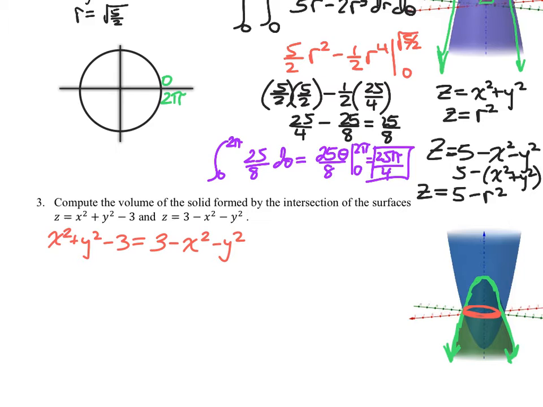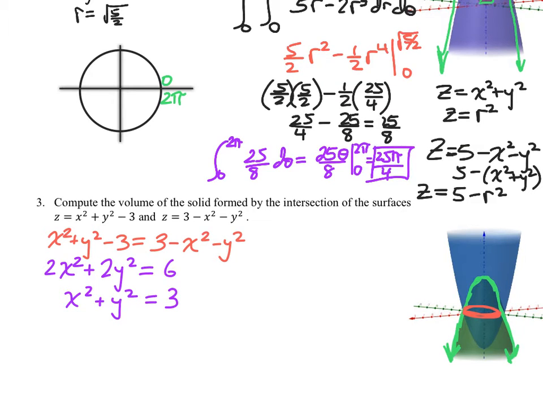All right, and so combining terms, I'm going to add an x squared to both sides, a y squared to both sides, so I get 2x squared plus 2y squared. Add the 3 to both sides, I get 6. And so I'm looking at x squared plus y squared is equal to 3.